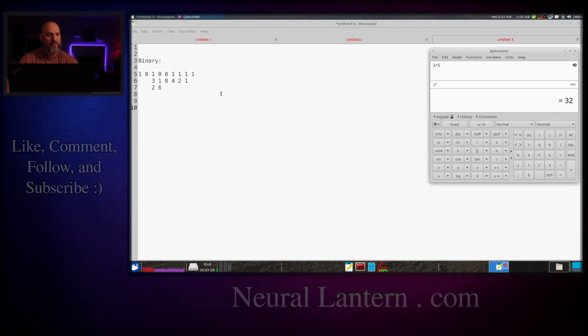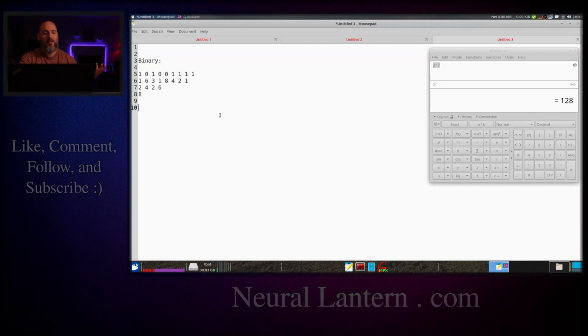Okay, so we got 32. Next one up is going to be 64. Just multiply it by 2. Double check 2 to the sixth power. That's going to be 64. And then the biggest one that we've written down is going to be 128. Double check it. 2 to the seventh power is 128. We could go on and on and on, but I'm just going to leave it here because I hope we have a pretty good idea of what this means.